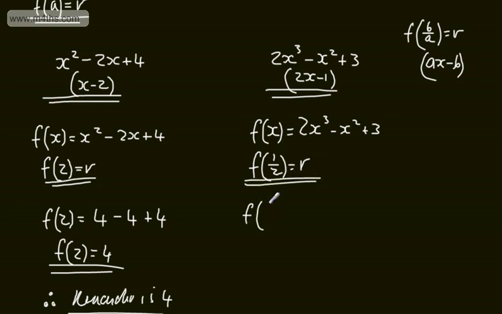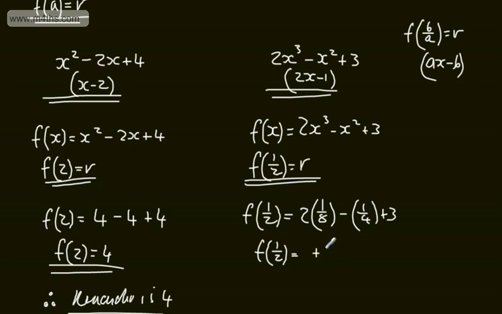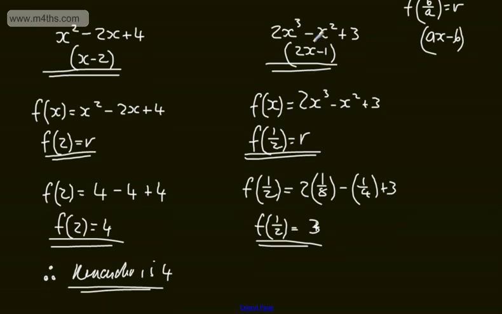So subbing this in, f of 1/2 is going to be 2 lots of 1/2 cubed, which is 1/8, minus 1/2 squared, which is 1/4, plus 3. So what do we end up with? f of 1/2 is 1/4 minus 1/4 plus 3, we end up just with 3. So what we can state is when 2x cubed minus x squared plus 3 is divided by 2x minus 1, the remainder is going to be equal to 3.